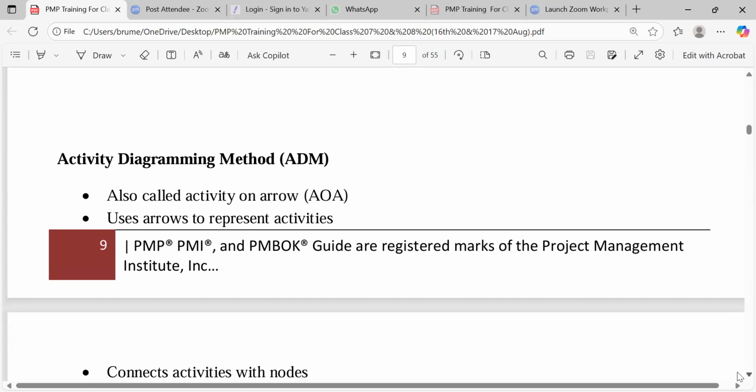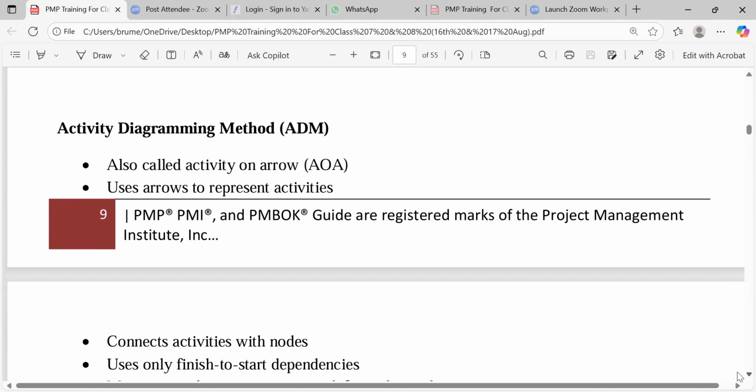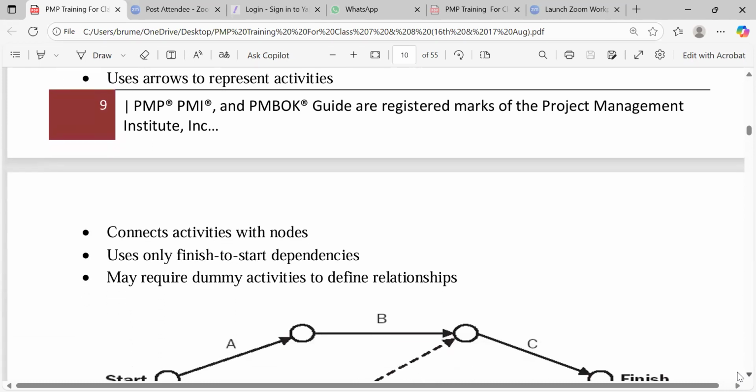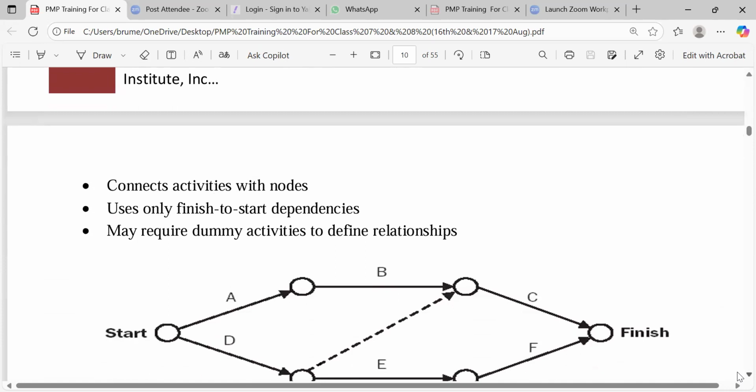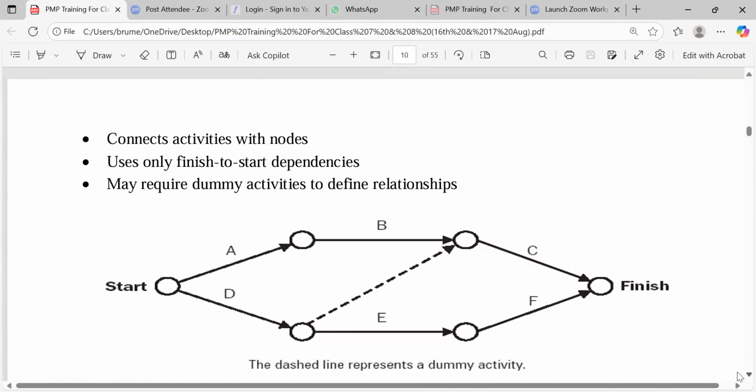You can use the same words interchangeably, but in your head, you know that there are different ways to write the structure. In the other one, the activity was on the node. Activity A was inside the box. In this one, the activity is on the arrow. Can you see it? Yes. That's the difference. In the activity diagramming method, the activity is on the arrow, while in the other one the activity is in the box. Use this only for finish-to-start dependencies. This one is used only for finish-to-start relationships.